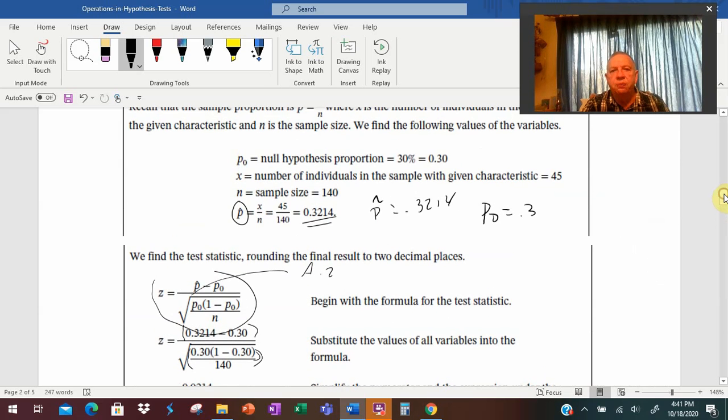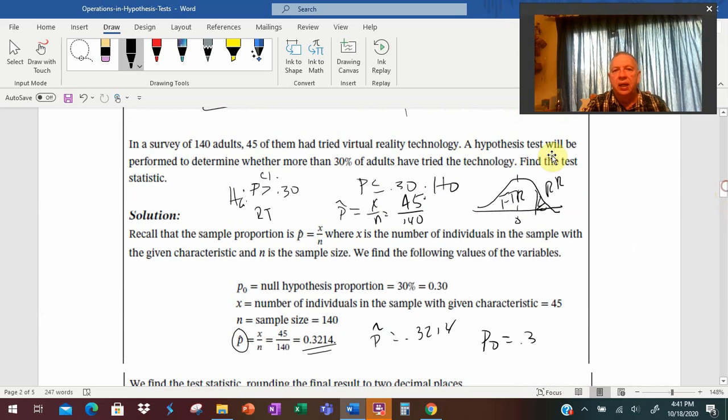So it's still possible with that sample that we took that it could be less than or equal to 0.30. Even though the p-hat was bigger, it was close enough that we couldn't reject the possibility that the real population proportion was less than or equal to 0.30.